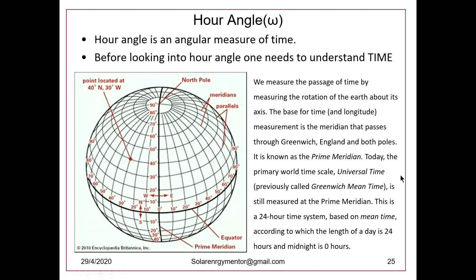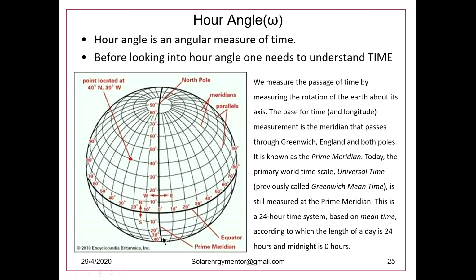So today, the prime world time scale, that is universal time, previously called GMT, Greenwich Mean Time, is still measured at the prime meridian. This is the prime meridian where longitude is 0, and the longitude goes on increasing on the eastern side as well as on the western side. So this is a 24-hour time system, based on mean time, according to which the length of the day is 24 hours and midnight is 0 hours.